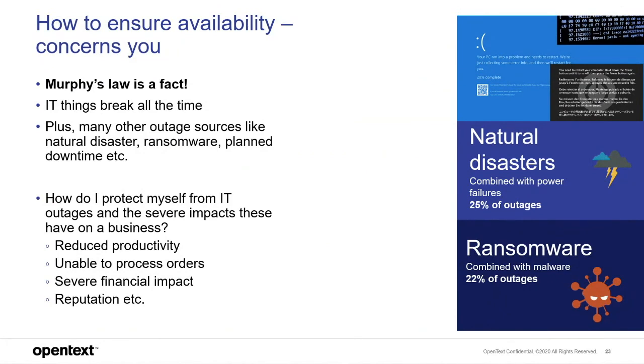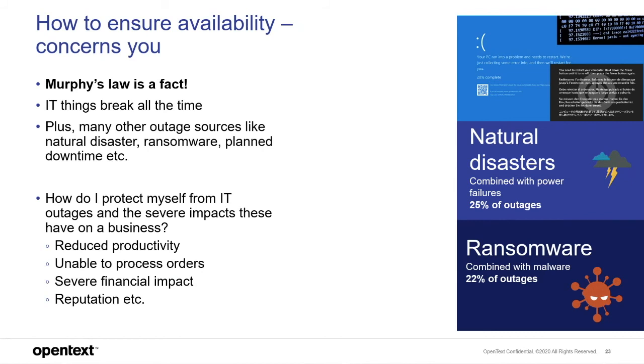So how to ensure availability concerns you. We all know Murphy's Law is a fact. IT things break all the time. And it's always a surprise where it happens. Plus many other outage sources like natural disasters, too much rain, fires, ransomware, planned downtime. Ransomware, on the right side you see, takes 22% of outages, which is really bad. So things like AnyDesk should really be avoided.